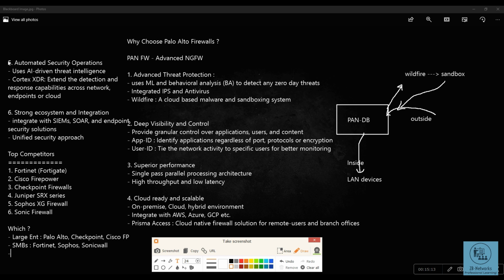Okay. For cloud security, if your applications are hosted in cloud, in that case the best one would be Palo Alto, also Checkpoint. And for cost efficiency, the best solutions would be Fortinet and Sophos.